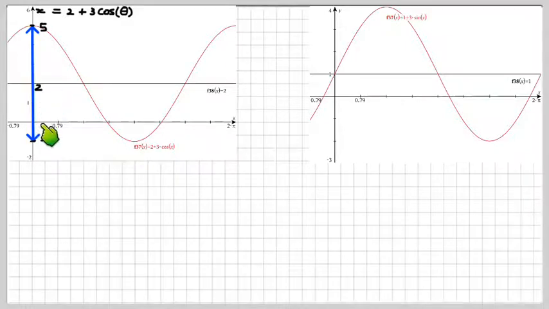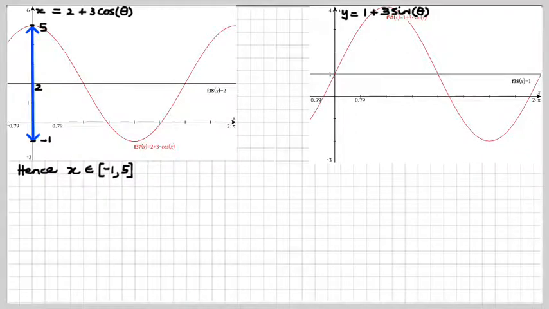That is the x. The x moves from -1 up to +5. Remember, it's 2 plus 3 cos theta. Cos theta moves from -1 to +1, so therefore 3 cos theta will move from -3 to +3. So it's 2 minus 3 up to 2 plus 3, in other words, -1 up to 5. That is going to be the domain.